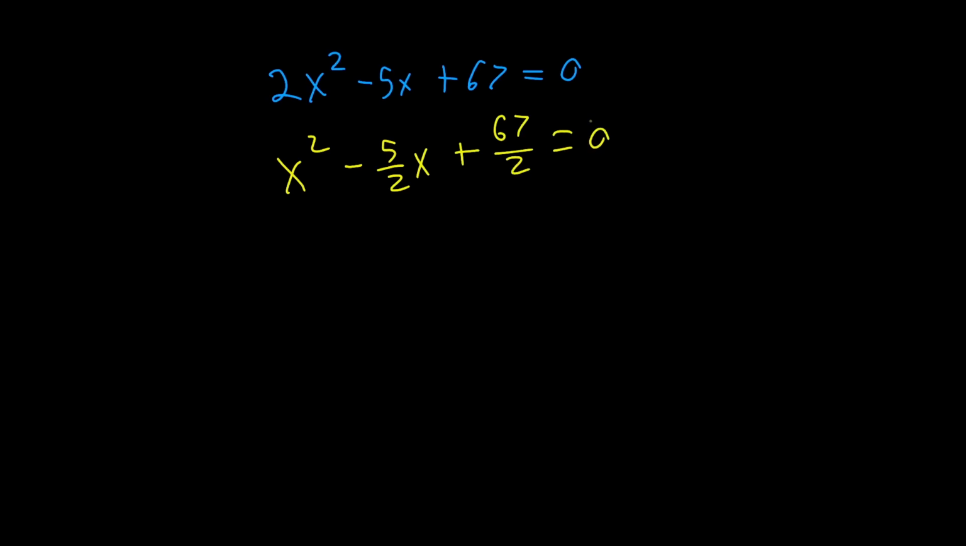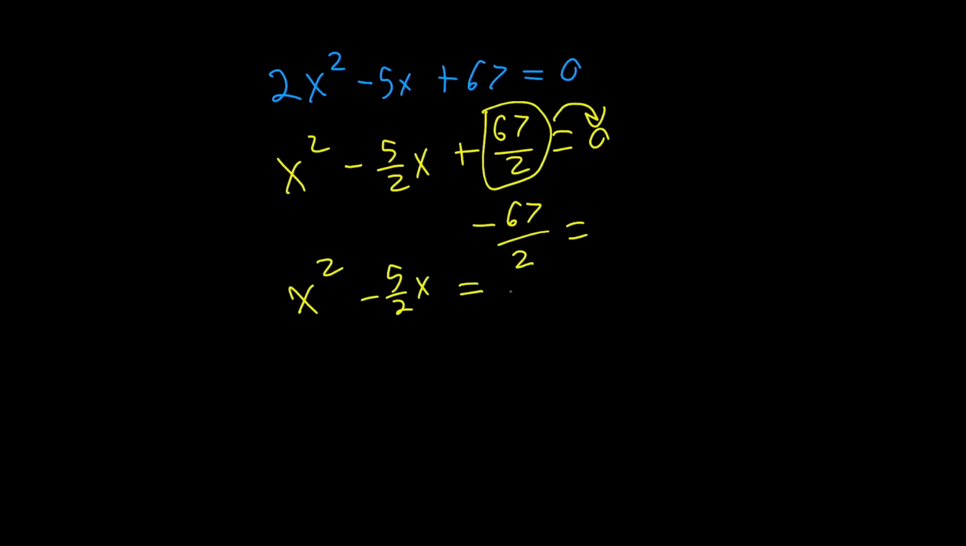From here, let's kick the constant over to the other side so that we don't have to worry about it. So we're going to take this whole thing, kick it over here by subtracting 67 over 2. And we now have x squared minus 5 over 2x is equal to negative 67 over 2. From here, we're going to follow the standard procedure for completing the square.